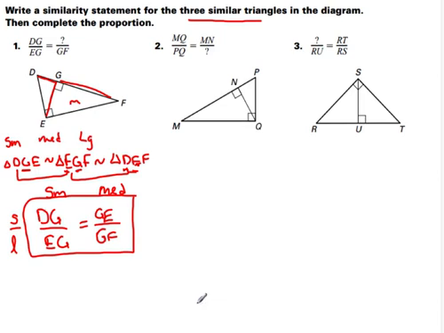Welcome back. Hopefully you found the missing pieces. This would be NQ is the missing piece, and over here RS is the missing piece. If you have questions about that, make sure to let me know.